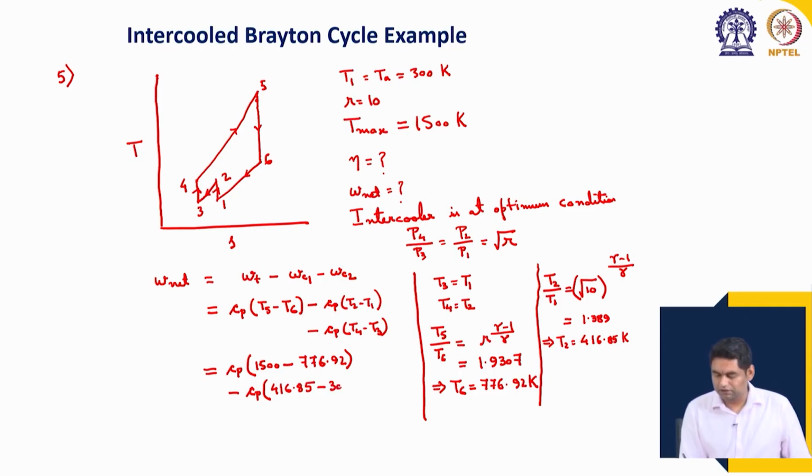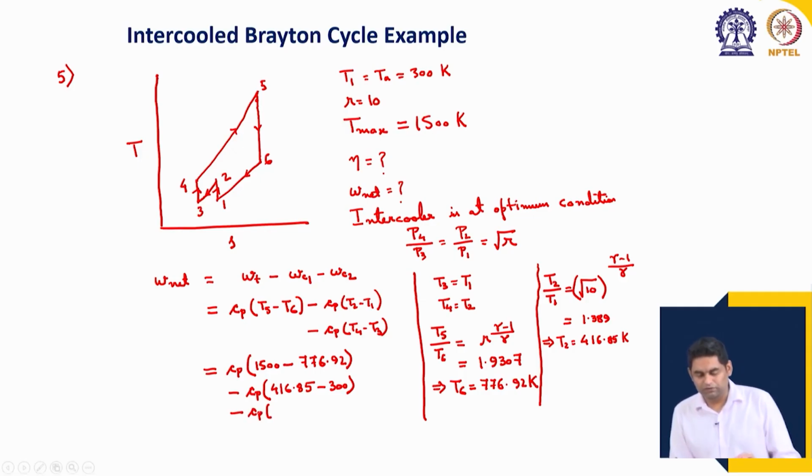Okay. So, 416.85 minus 300 minus Cp into. So, T4 is equal to T2 and T3 is equal to T1. So, T4 minus T3 is equal to T2 minus T1. So, we have the same value again, 416.85 minus 300. Remember that we are taking Cp value to be equal to 1.005, standard value for air at standard atmospheric condition, 1.005 kilojoule per kg Kelvin.